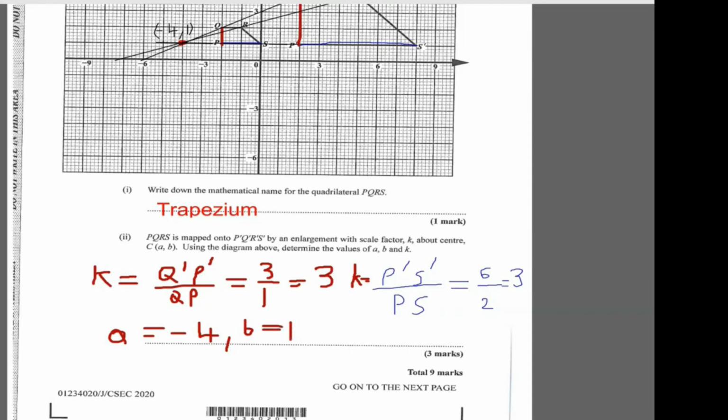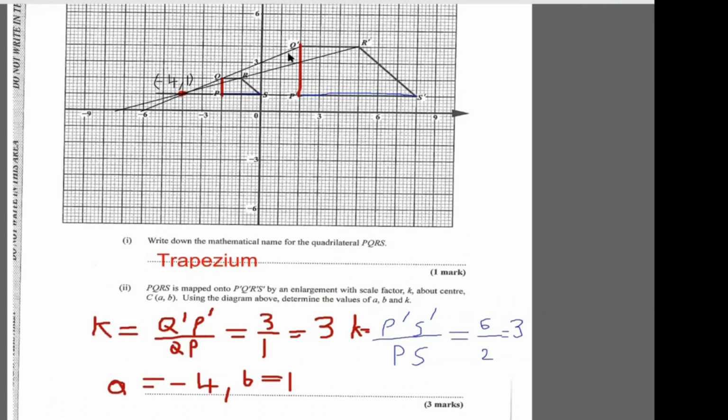Again, primarily what I really want us to remember is this: to find the center of enlargement, we draw a line that passes through the object and the image. So we draw a line through the object Q and the image Q prime, a line through the object R and R prime, and a line through the object P and P prime. Wherever these three lines meet, that's the center of enlargement.